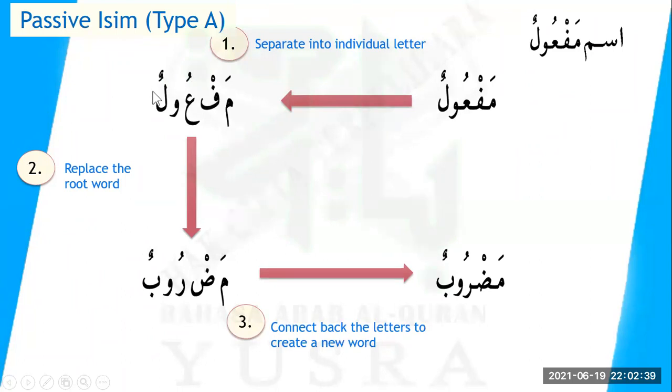Maf'ulun. So you take dharaba, which the basic meaning is to strike. So madrubun, the one being struck, or the one being hit. Maf'ulun is the one who is being done upon. Okay, so that's the meaning.